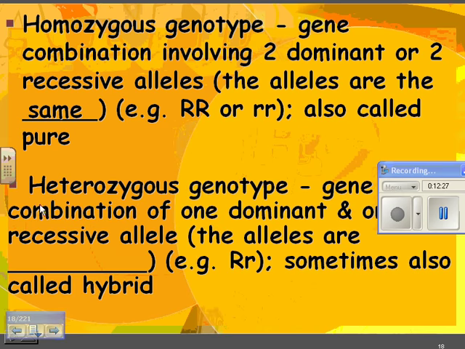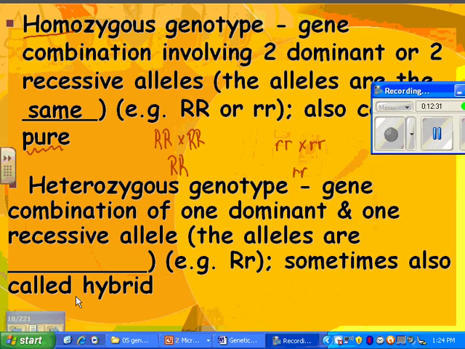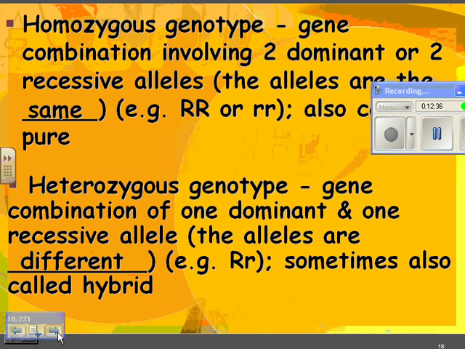Another one, hetero means different. So these are heterozygous genotypes. The gene combination of one is one dominant and one recessive allele. So the alleles are different. So you've got big R, little r. Sometimes you call this a hybrid, especially when you're talking about plants. So if you have a big R, little r, and you mate it with pea plants, you can mate them with themselves. We'll do the Punnett square. Actually, why don't I just do it now?